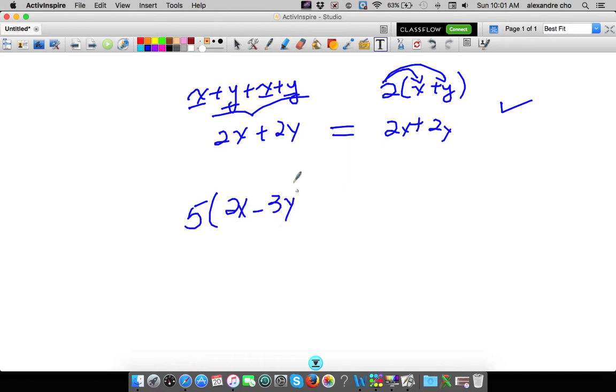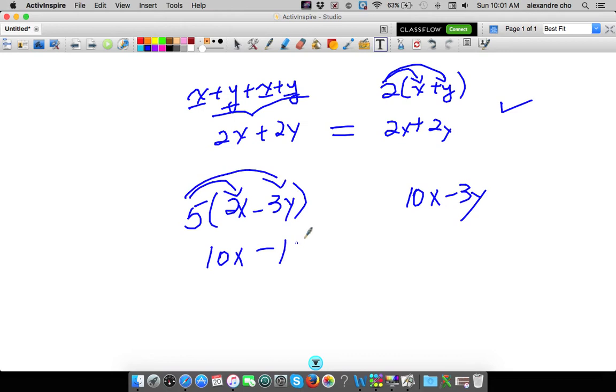2x minus 3y, is that equal to 10x minus 3y? Well, let's see. 5 times 2x is 10x. So far, so good. Minus, 5 times 3 is 15y. So this is definitely not equal. Might as well do the next one. 4x and 5y. Is that the same thing as 5y minus 4x?